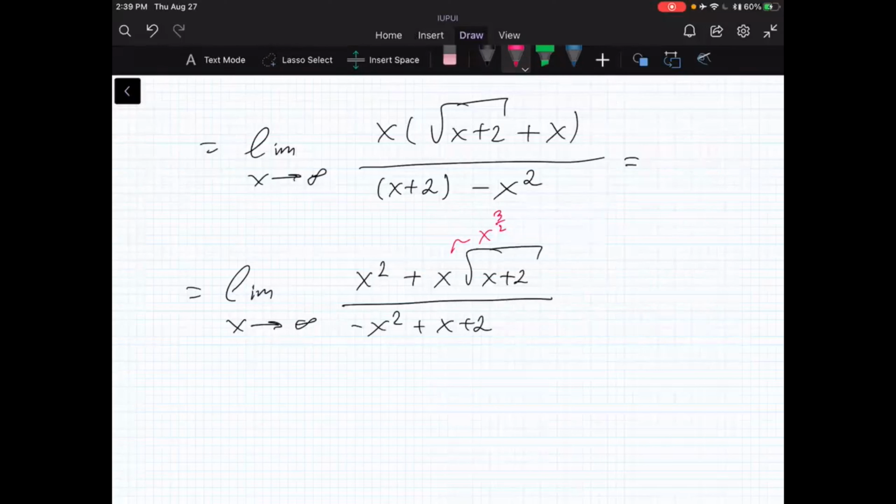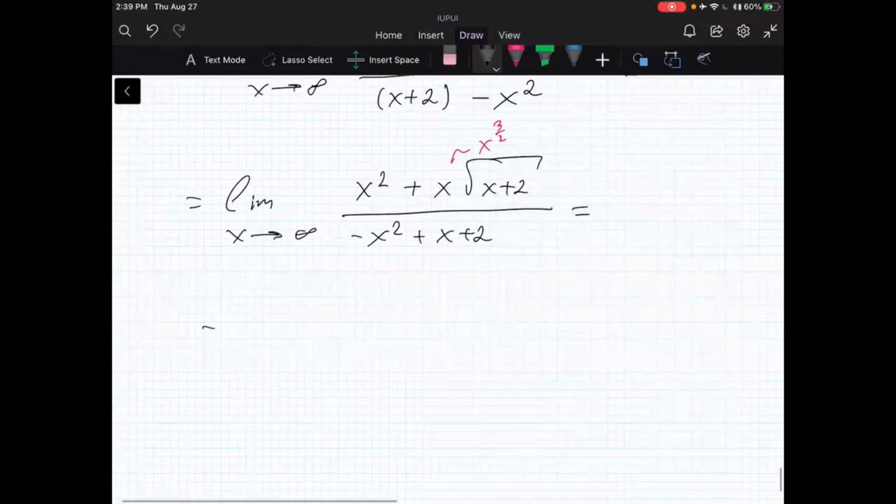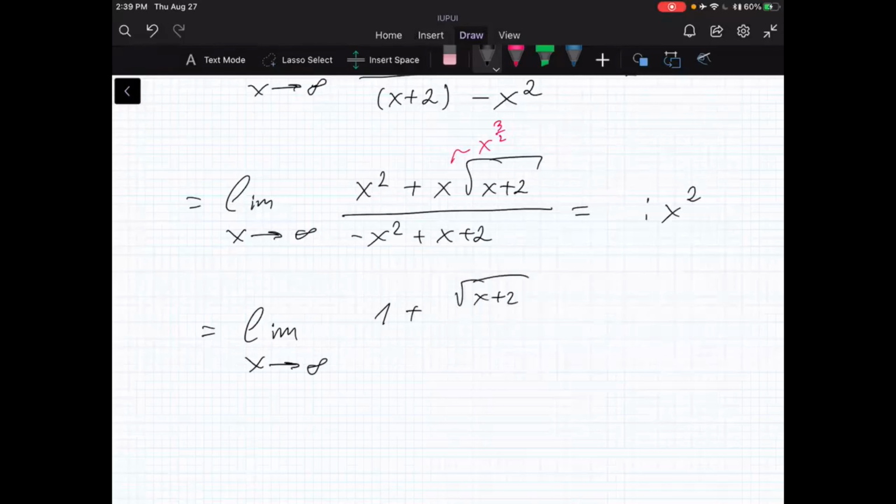And the denominator is again the highest is x squared. So we see that the highest power is still x squared. So let's divide by x squared. And then we'll get that it is the limit when x goes to infinity. 1 plus 1x is cancelled, so I get square root of x plus 2 divided by x. And here I get minus 1 plus 1 over x plus 2 over x squared.